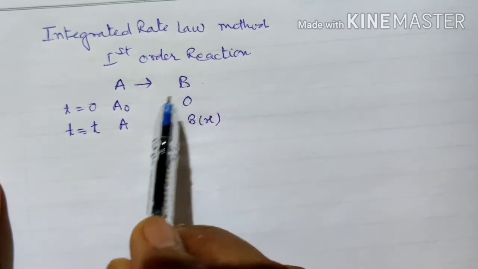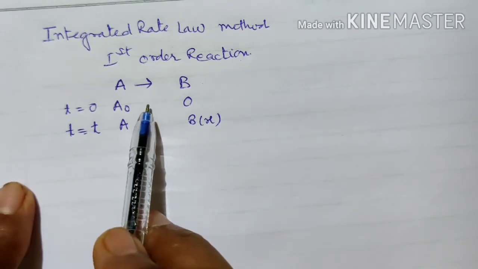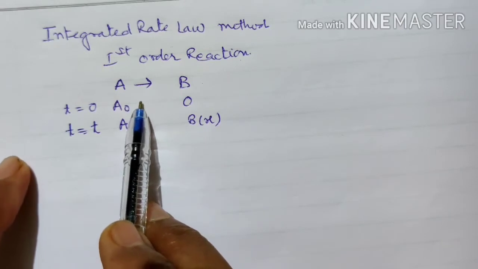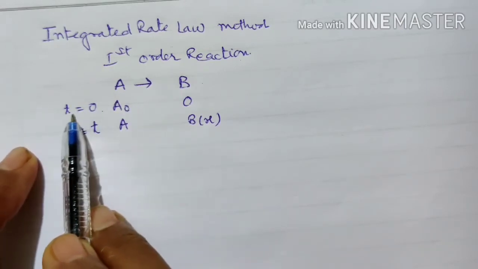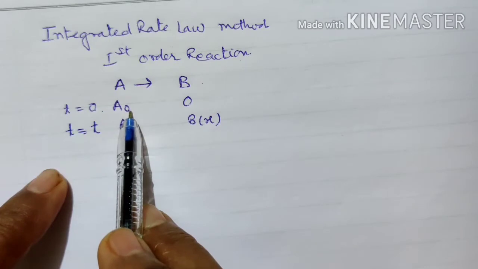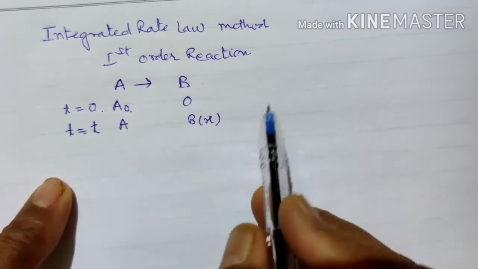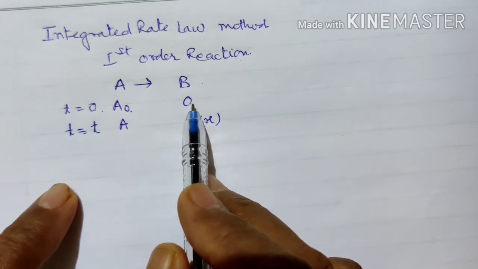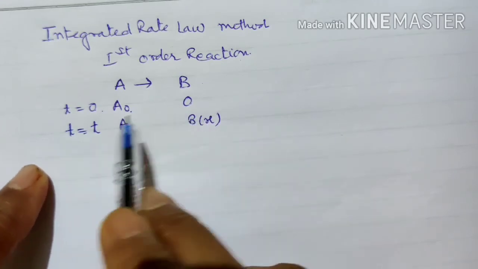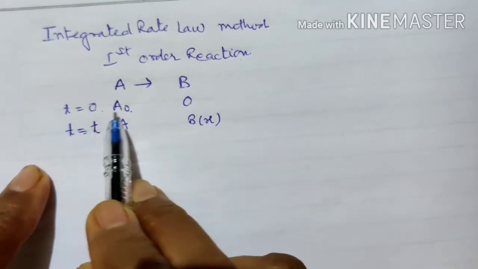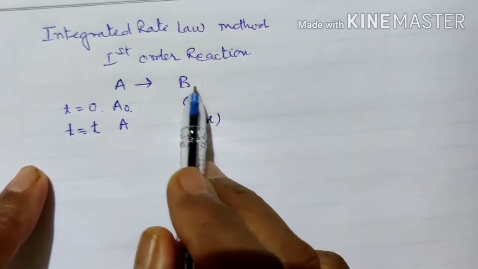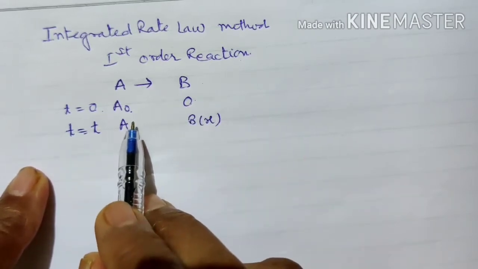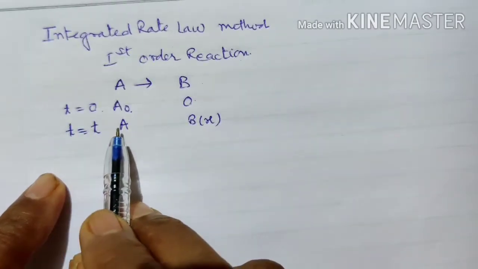Now this is one reaction, and then we can write the concentration of the reactant. At time t0, when the time is 0, its concentration is represented by A0, and the concentration of B is 0 because B is the product. When the reaction has not started, at time equal to 0, the concentration of B will be 0. Then we will find out the concentration of reactant after time t.